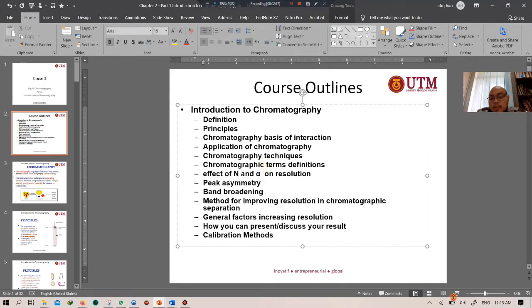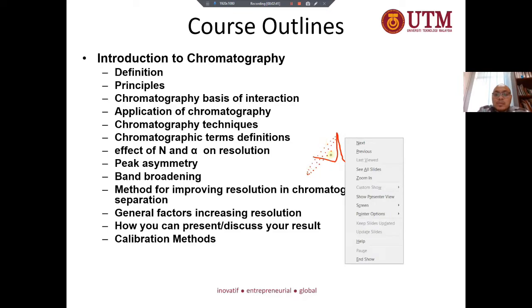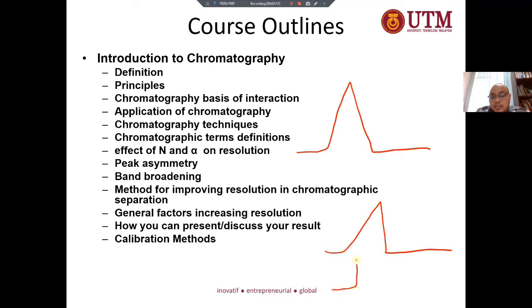Effect of sensitivity and selectivity on resolution of the separation. We will learn about peak asymmetry as well. Okay, what is peak asymmetry? It is like this. Sorry, I'm not good with drawing. We want to know whether the peak is symmetrical or a little bit tailing. This is what is meant by peak asymmetry.